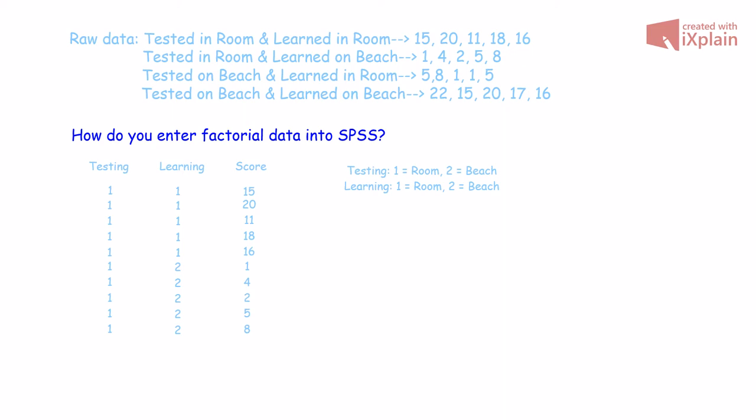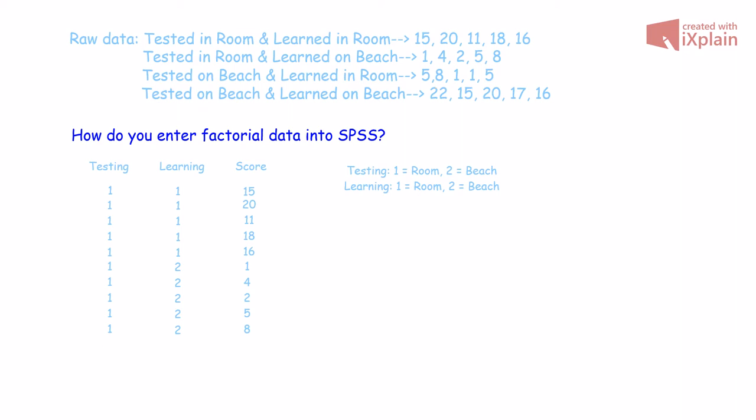Now we have to do the third row. Well, the third row was tested on a beach, so they're going to get a 2 under the testing column, and they're going to get a 1 under the learning column. And then we're going to have their scores. So the next score would be 5. And then we would have 2, 1, 8, 2, 1, 1. I'm just going over and finishing up those.